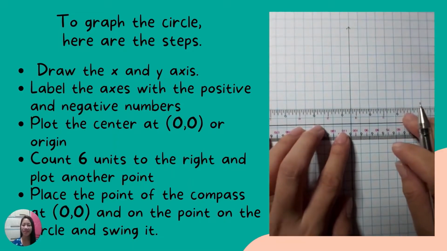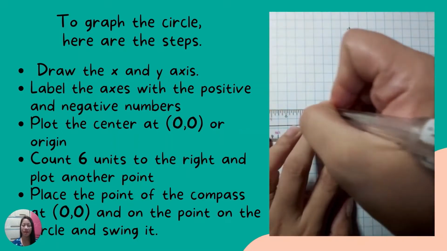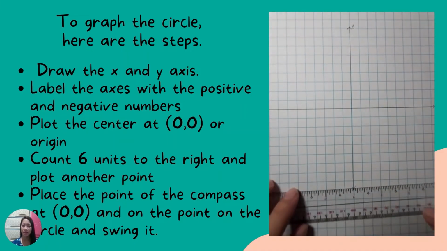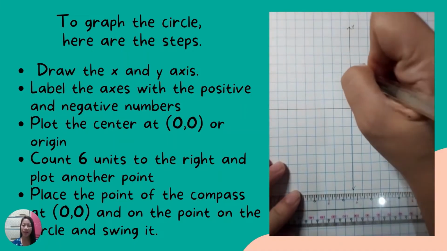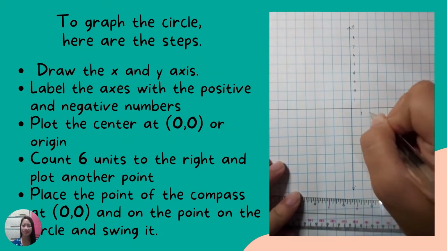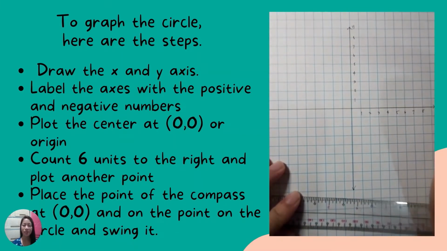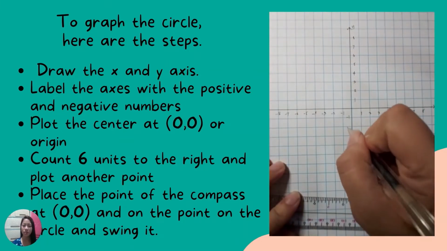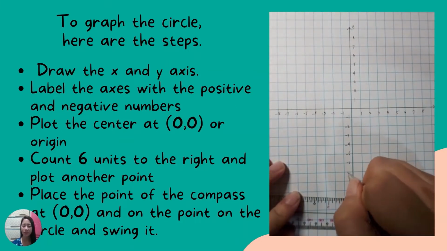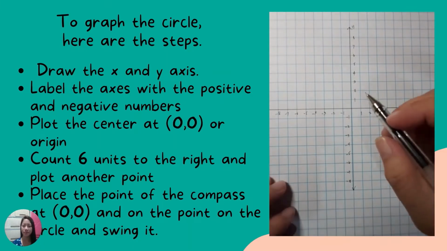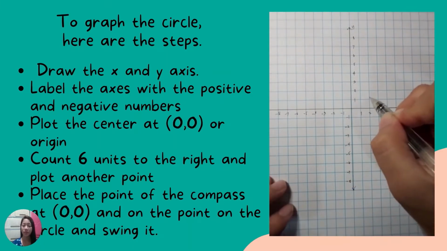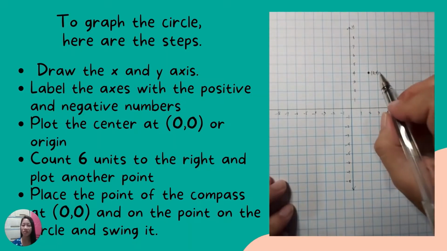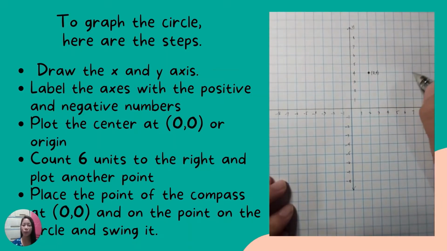Graph the circle, here are the steps. Draw the x and y axis. Label the axes with the positive and negative numbers. Plot the center at (0, 0) or origin. Count 6 units to the right and plot another point. Place the point of the compass at (0, 0) and on the point on the circle and swing it.